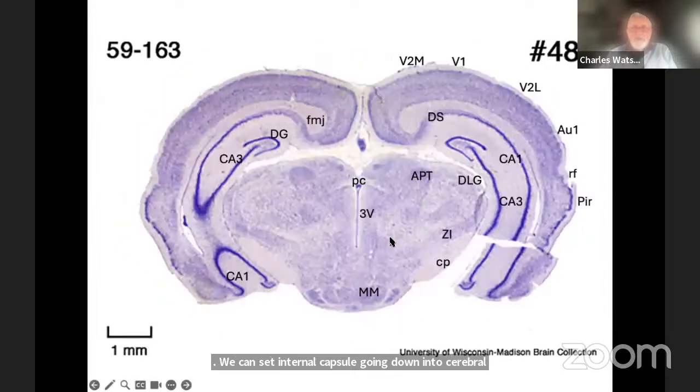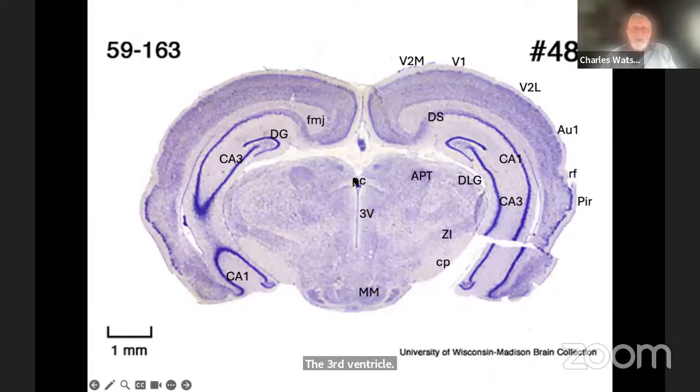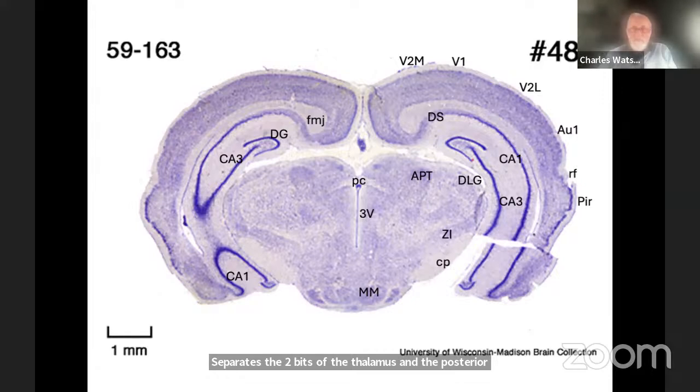The hippocampus at this point shows the continuity between the dorsal hippocampus and the ventral parts of the hippocampus as they are down underneath. This is a bit of subiculum just at the top there. The cortex has been replaced at the top by the visual cortex, V1, and then V2L and V2M are located apart from there. The third ventricle separates the two bits of the thalamus, and the posterior commissure, which has got to do with visual reflexes, is just seen there in the pretectal region.